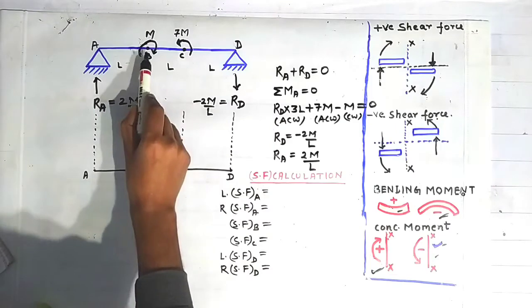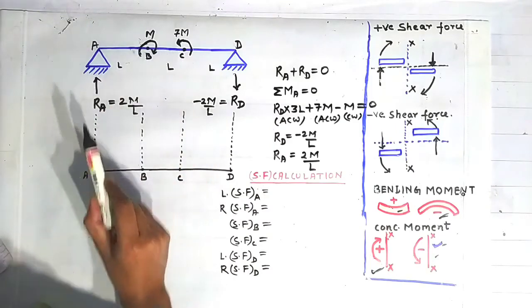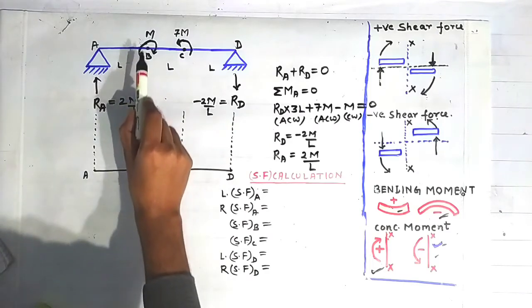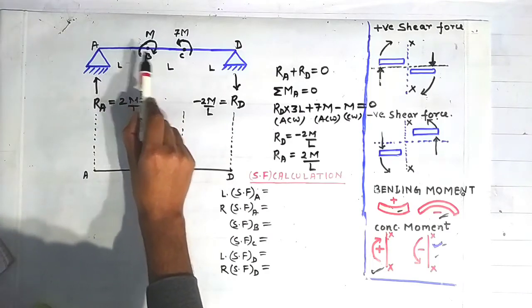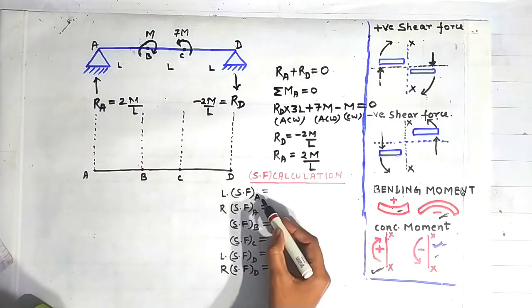And at point B and C there is no vertical load or point load acting. That's why we have to calculate directly the shear force at the points B and C, denoted by SFB and SFC. Okay, now we will calculate the shear force on the left side of the point A.